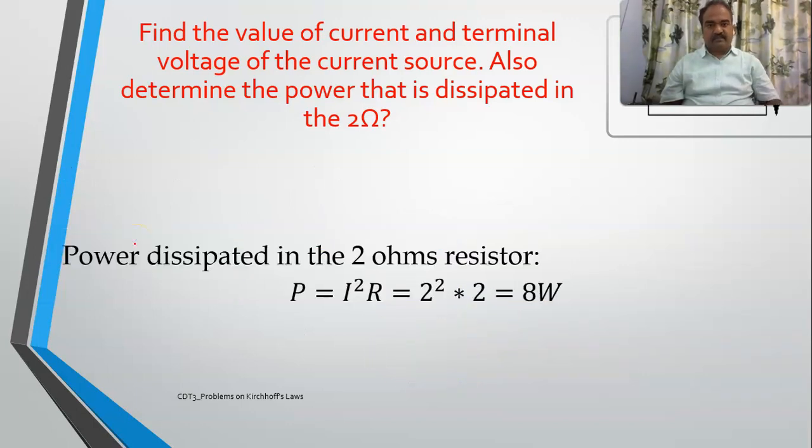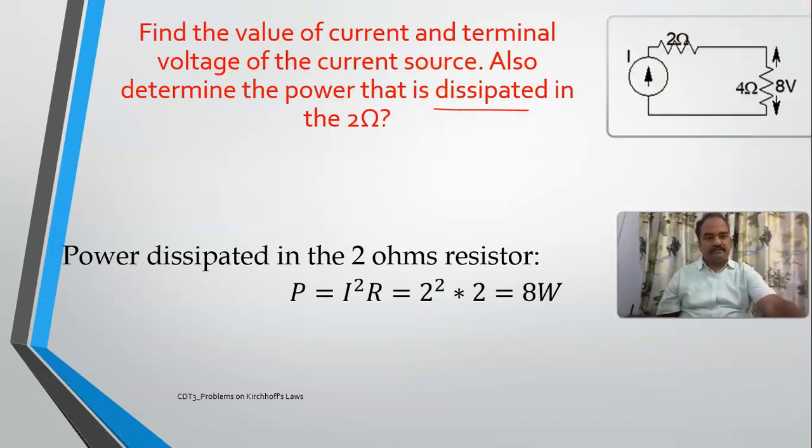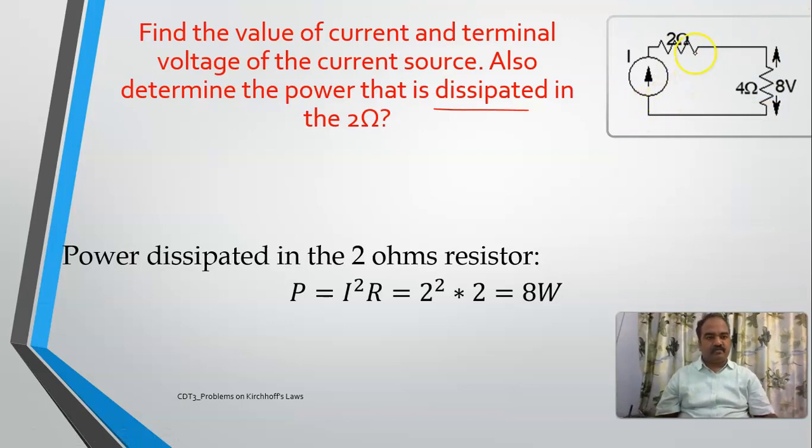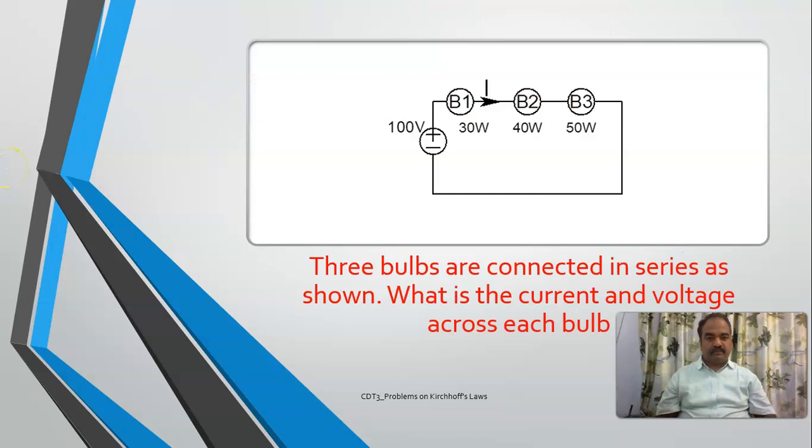And the last question there is, determine the power that is dissipated in the 2 ohm resistor. See, where is the 2 ohm resistor? This is the 2 ohm resistor. What is the power dissipating there? P is equal to V into I, or I can write it as I square R. What is the current flowing in this one? It is 2 amperes. 2 square into, what is the resistance here? 2. So it is 2 square into 2, it is 8 watts. Understood?